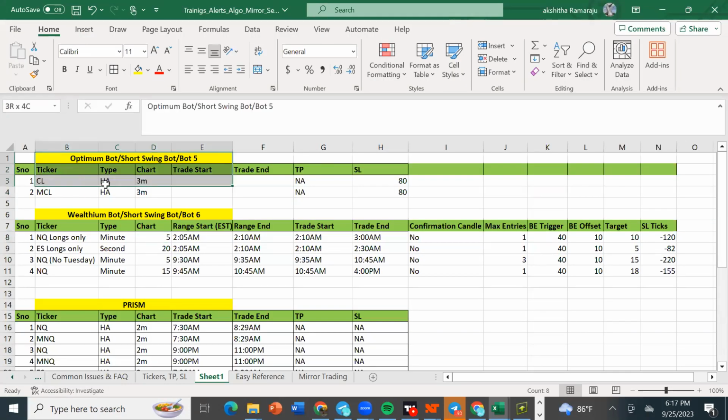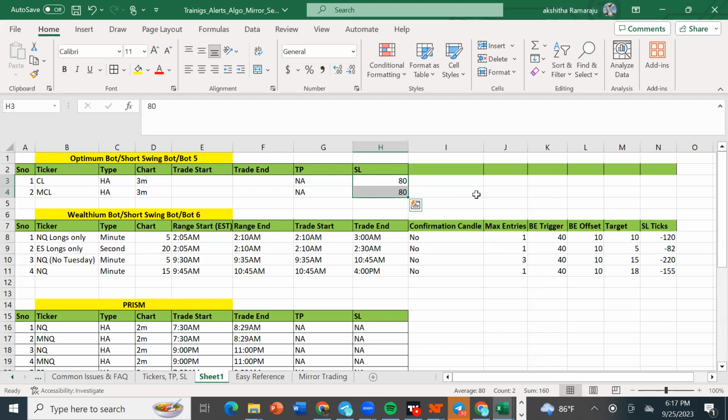Right, Optimum bot is mainly for crude oil, just Heikinashi 3 minutes. Stop loss, if you want, you can just put 80. That too, if there is some event or something. Sometimes you will have conferences related to crude oil reserves and those things. Only during that time there can be sudden movement. Otherwise, generally crude oil will be constant. It won't move so much like Nasdaq or ES. So you can keep SL as 80 ticks. Target profit is not applicable. We don't have any session timing, so you can run throughout the day.